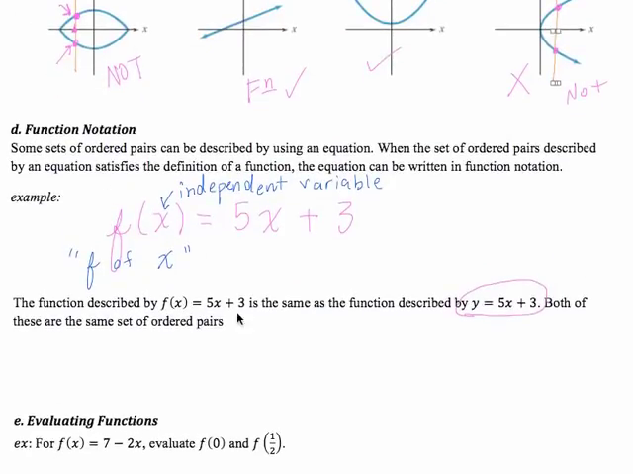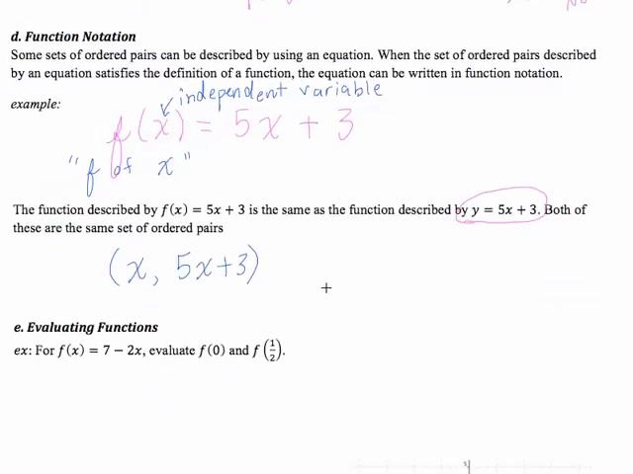Okay, and the function f of x equals 5x plus 3 is the same graph, it's the same function described by y equals 5x plus 3. One way of looking at this is that both of those are the same set of ordered pairs, x, comma, 5x plus 3. Now, it's not a common way of writing it, but that is one way to look at it, where this is the x and this is the y.